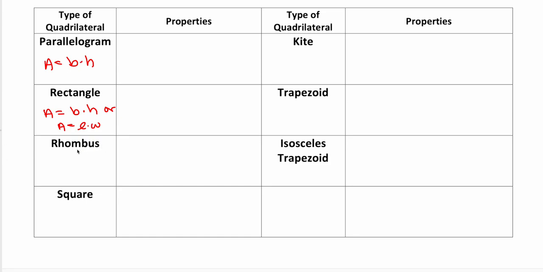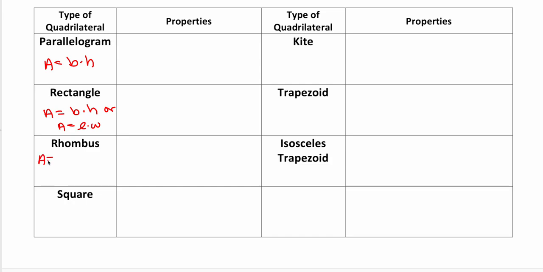A rhombus is a brand new shape. Now, a rhombus people think of as a diamond, and it's very important to understand that a rhombus is not necessarily a kite. A rhombus has all 4 sides congruent, and we'll get into the properties of that. But a rhombus has a very specific formula.